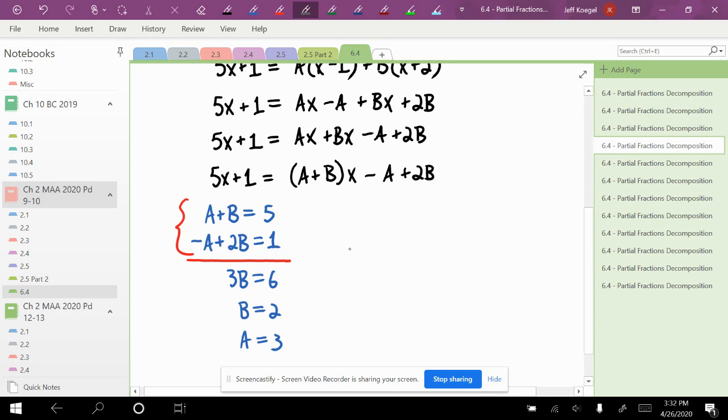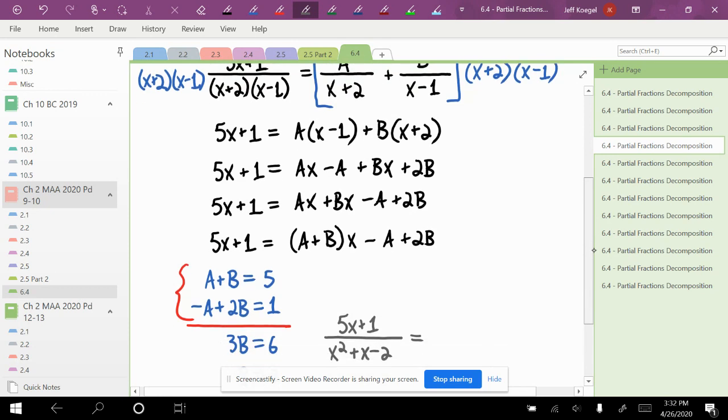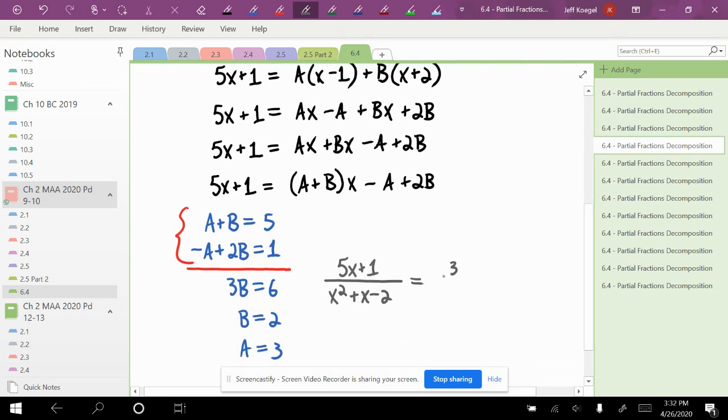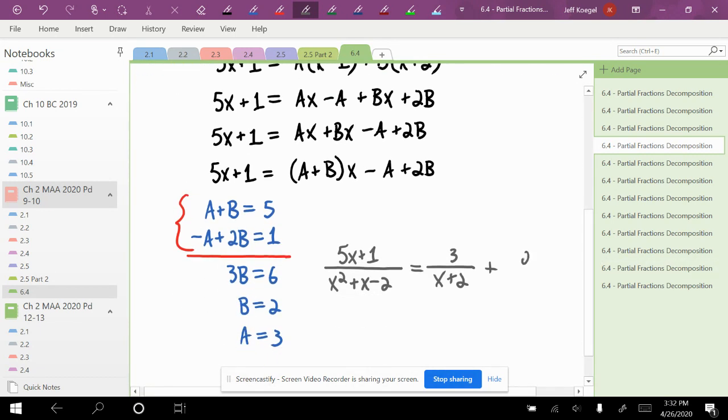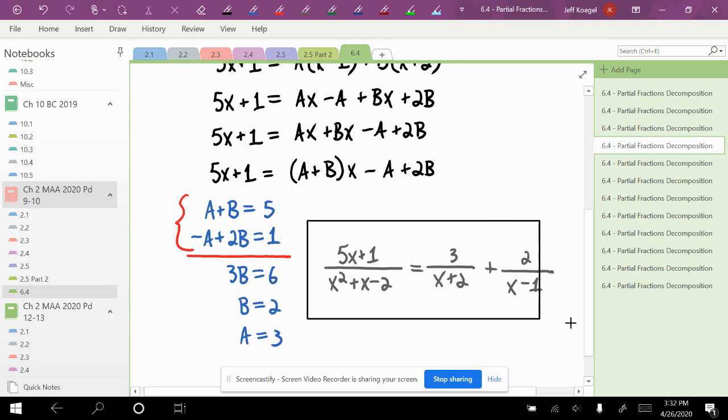The partial fractions decomposition: we started with this quotient, and then we have 3 divided by x plus 2, and then 2 divided by x minus 1. That's our partial fractions decomposition.